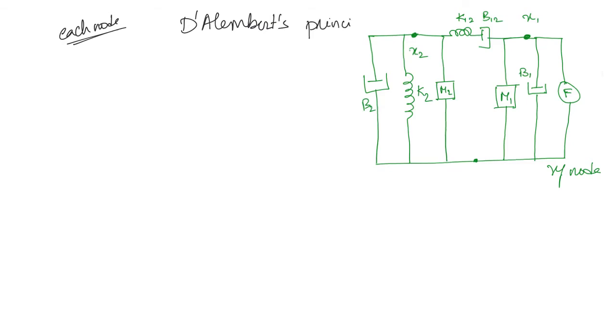Okay, so D'Alembert's principle states that the vector sum of externally applied forces and forces resisting motion is 0. We will write the equation for each of the nodes and then you will get an understanding. For node x1, what are all the forces that are acting on x1? You have the external force F and the opposing forces B1, M1 and B12.